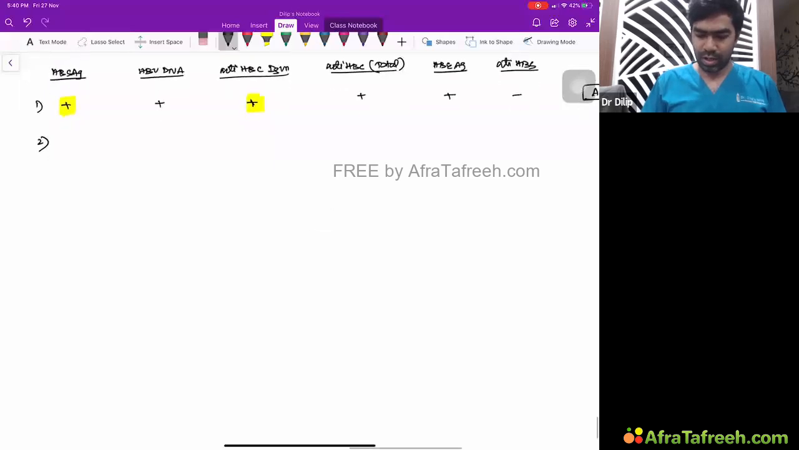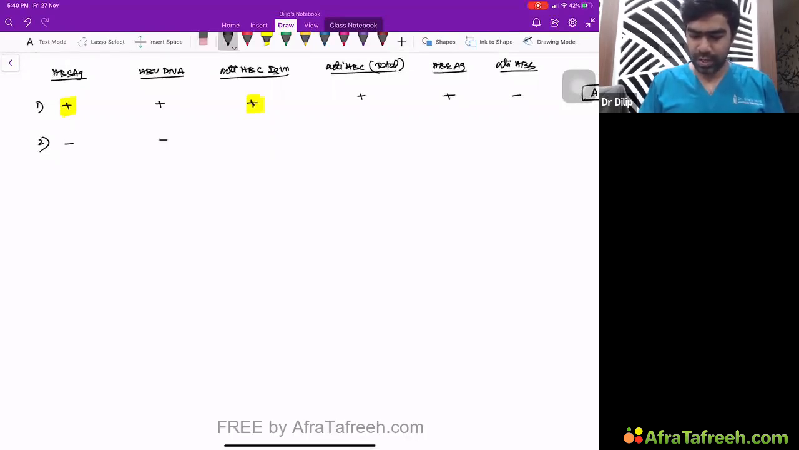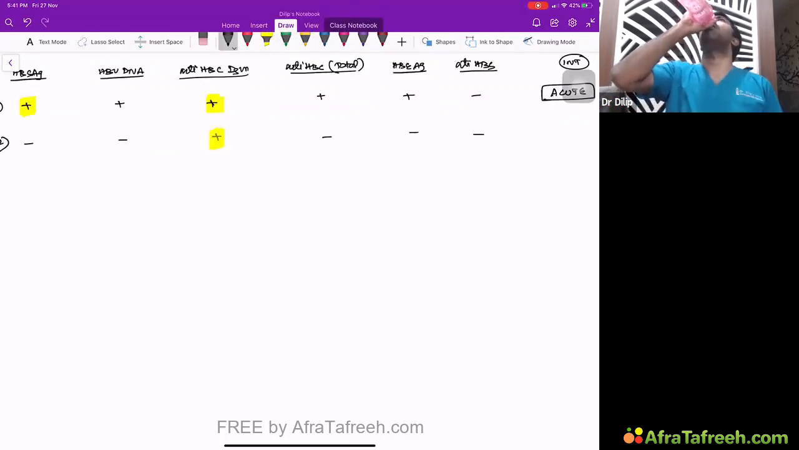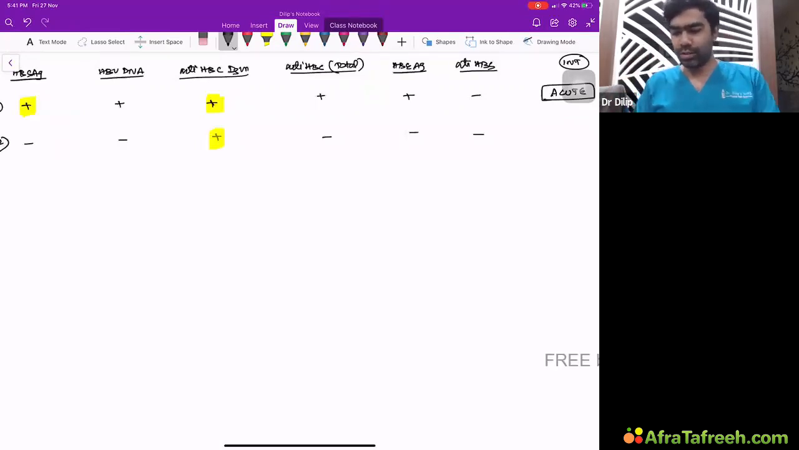So then we are talking about HBsAg negative, HBV DNA negative, anti-HBc IgM positive, anti-HBc total negative, HBeAg negative, anti-HBs negative. So what is the inference here? Here only anti-HBc IgM is positive. What is the inference? If they give you a picture like this, yes, correct, it is the window period we are dealing with.